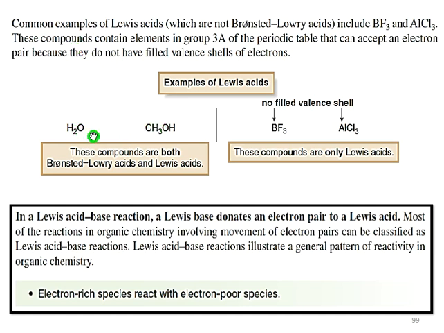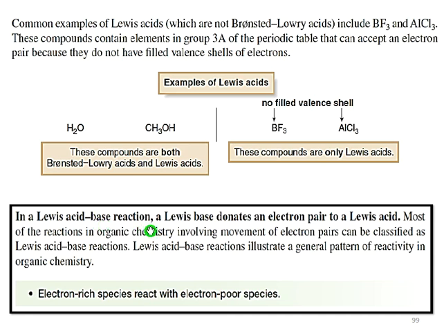Okay, and look at this example, H2O and CH3OH. These compounds are both Bronsted-Lowry acids and Lewis acids. But here, this and this, they are just Lewis acids. We cannot say this is a Bronsted acid. Why? Because there is no proton. This compound has an unshared pair of electrons as an electron acceptor. For this reason, it will be a Lewis acid.